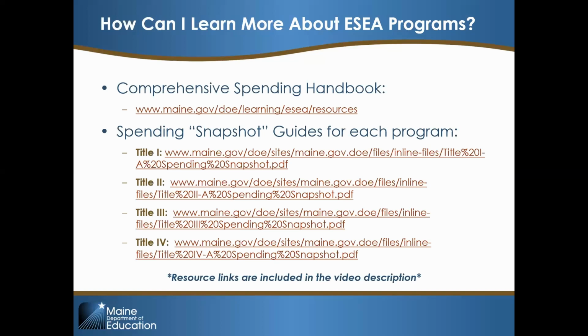For more information on each of these programs, including more comprehensive rules and examples of both allowable and unallowable expenditures under each program, please visit the department's website. There, you will find a comprehensive spending handbook covering each of the ESEA programs, as well as shorter snapshot guides that are specific to each program. These are helpful resources for not only determining whether certain expenses are allowable under a particular grant, but also for generating ideas on how your school district might wish to leverage these federal funds.